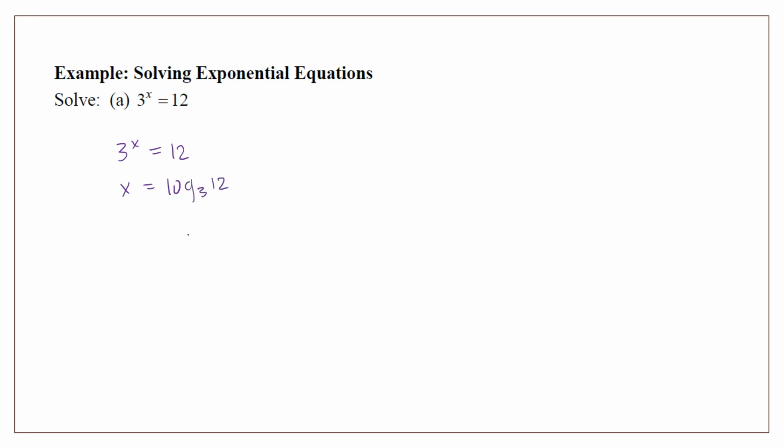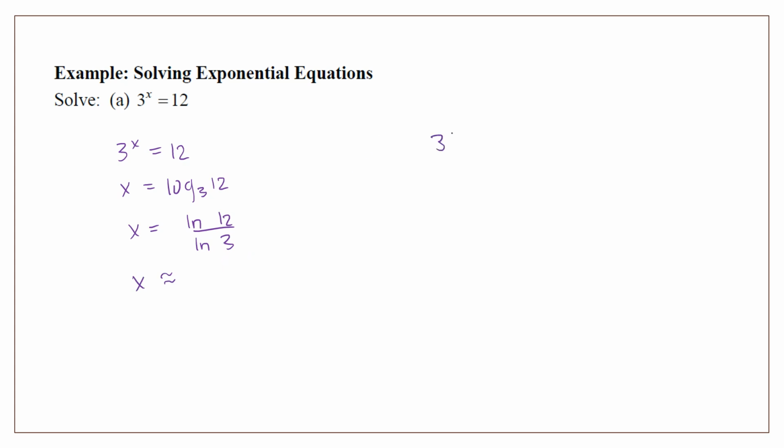Since we have a base other than 10 or e, we can use the change of base formula to help us. So we have natural log 12 divided by natural log of 3. And yes, we can also use the common log as well. And so we would then substitute this into our calculator to get an approximated value.